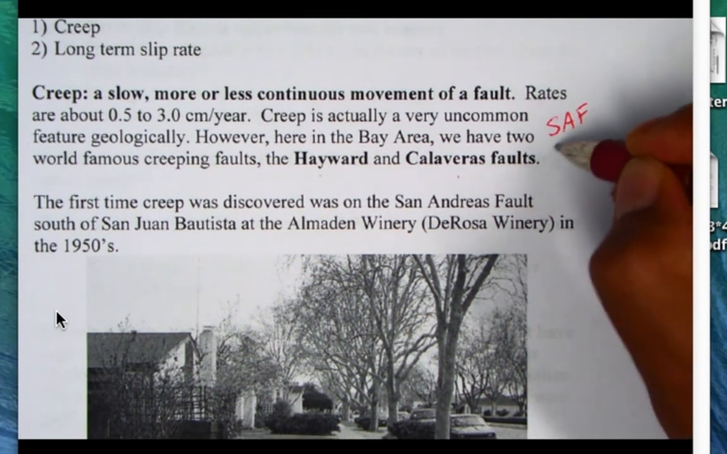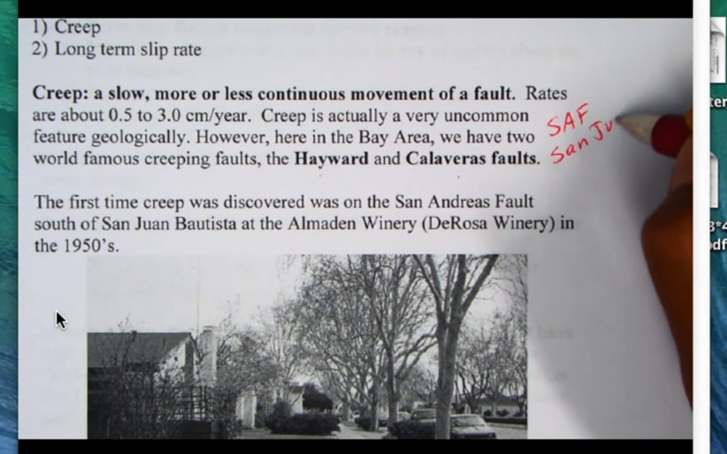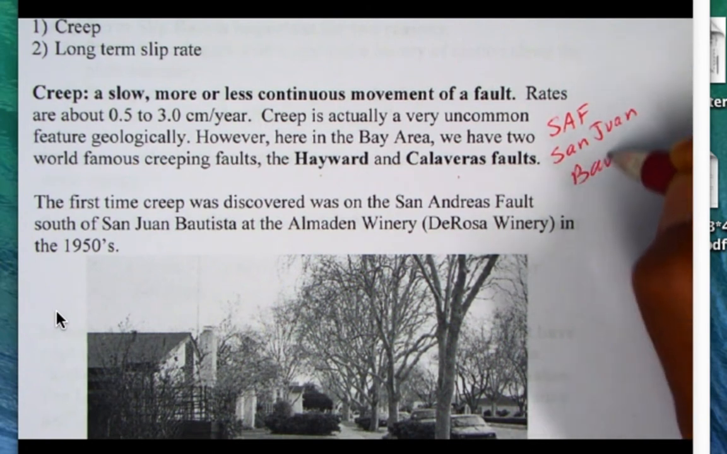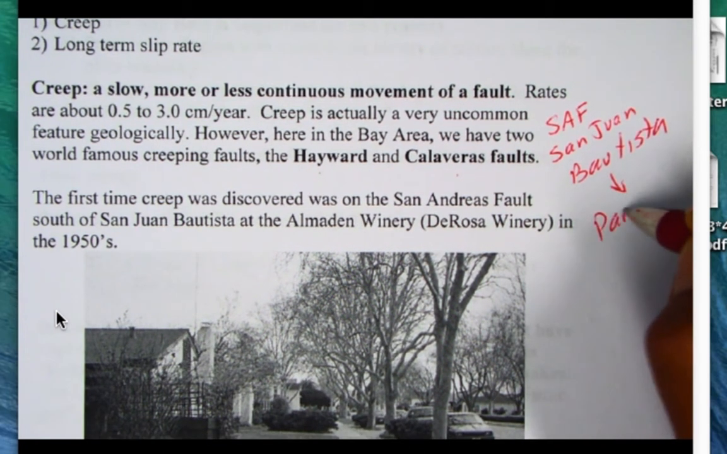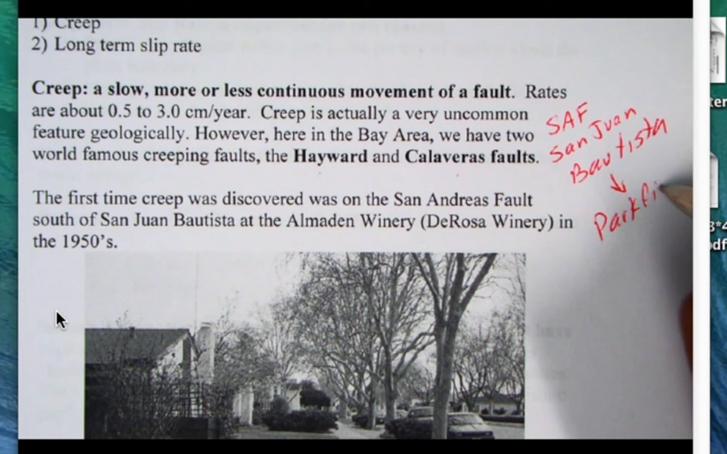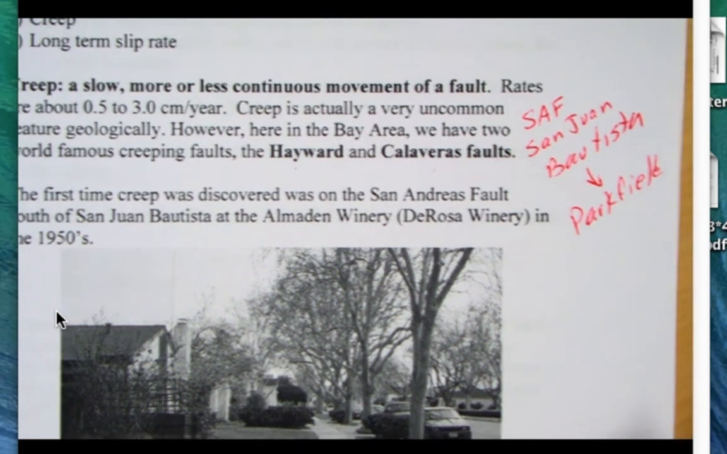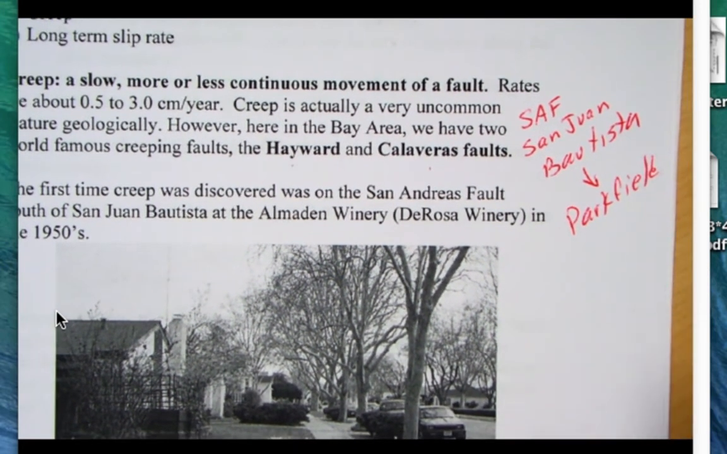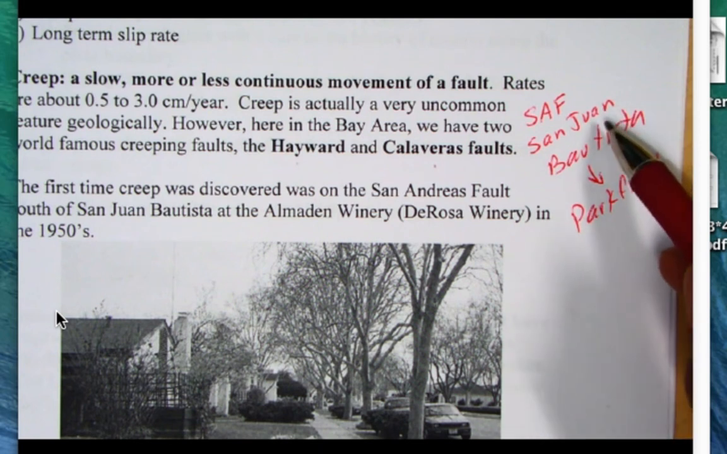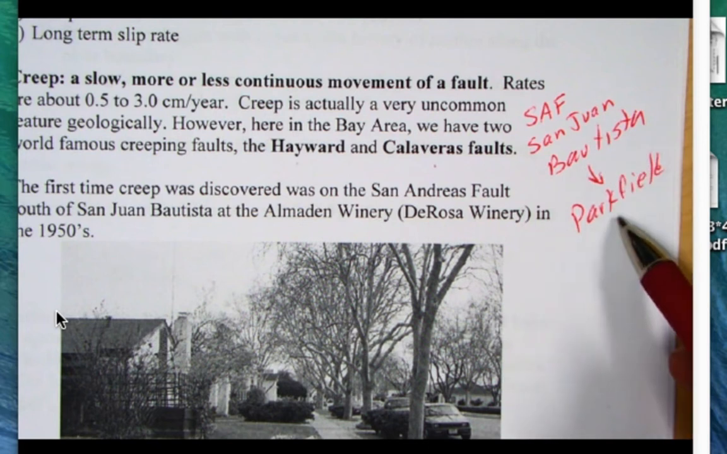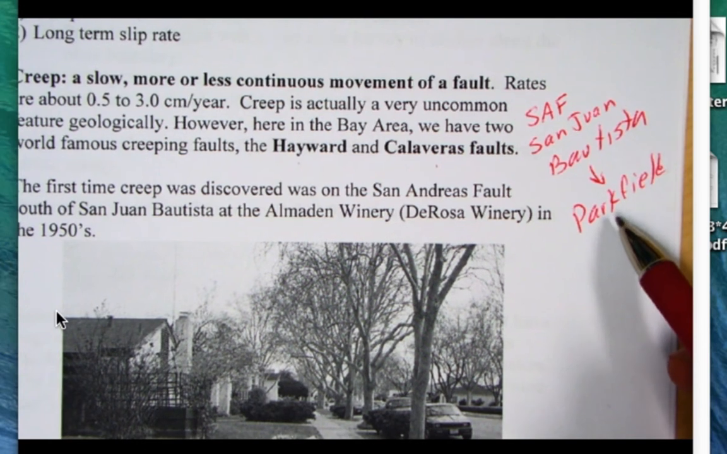It's from San Juan Bautista down all the way to Parkfield. And Parkfield, we'll talk about Parkfield here in a little bit. Parkfield is important because there's a big seismic array. Geologists have been really studying this area because it has repeated earthquakes over the last 100 and so years. But anyways, that part of the San Andreas Fault from San Juan Bautista down to Parkfield. Parkfield is near Paso Robles. That's a creeping section of the San Andreas Fault.